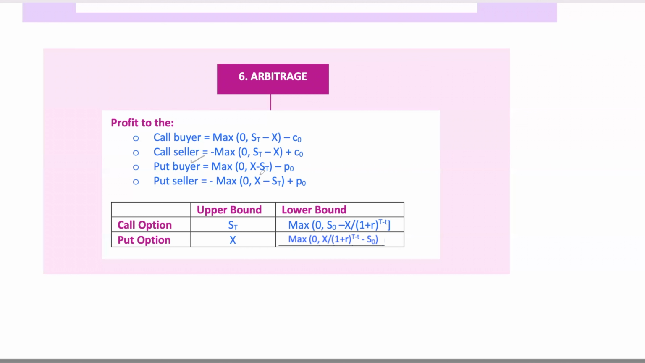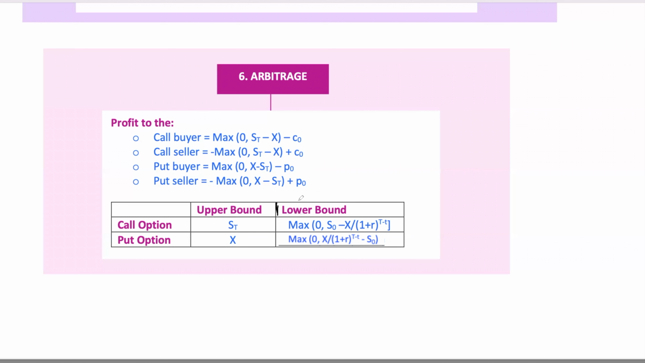For put options, it works in reverse. If you buy a put, you make a profit if the stock price drops below the strike price. Again, the calculation is simply the greater of zero, or the difference between the strike price and the stock price at expiration, minus the premium you paid. And if you sell a put option, you're hoping the stock stays above the strike price so that the option expires worthless and you keep the premium. If the stock falls below the strike, you might be forced to buy it at a higher price than it's worth, leading to losses.